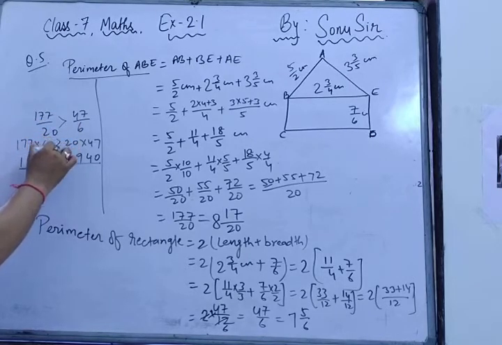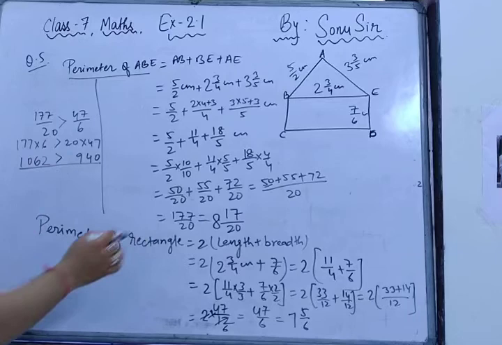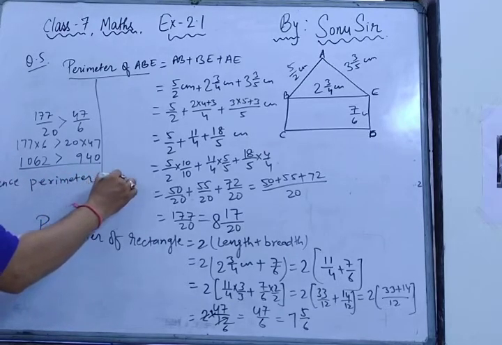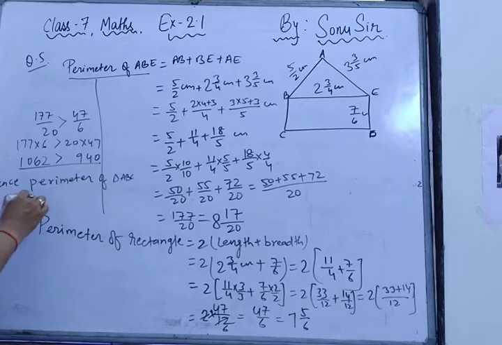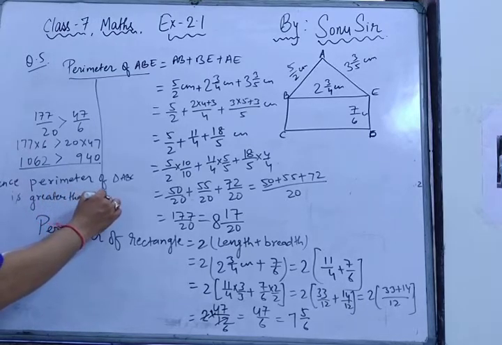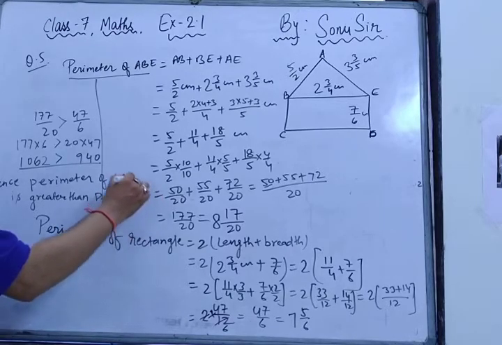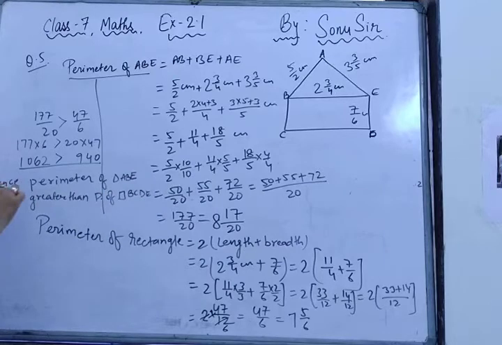As you can see here, which one is greater? 177 upon 20. After that you can write, hence the perimeter of triangle ABE is greater than the perimeter of rectangle BCDE. You can take a screenshot or you can write the answer. Then we will move towards question number 6.